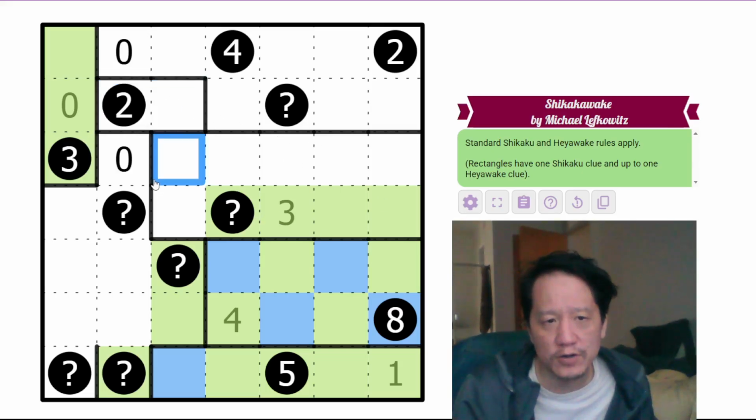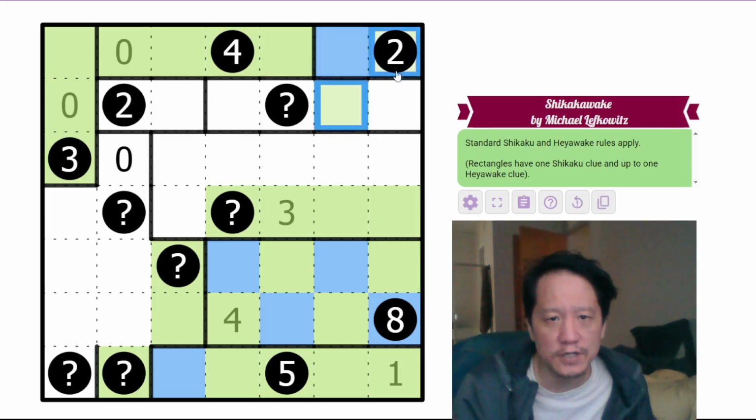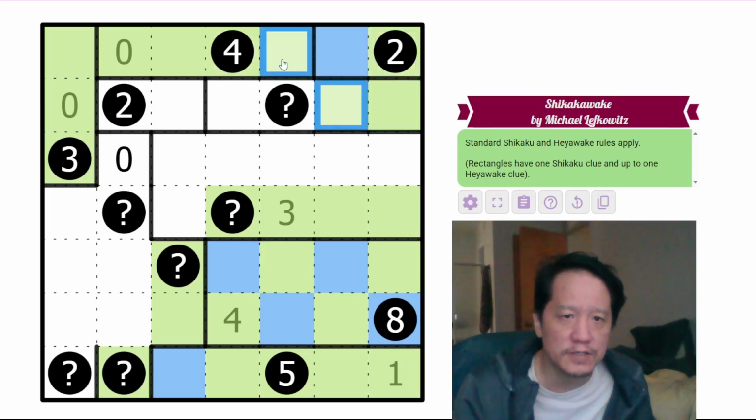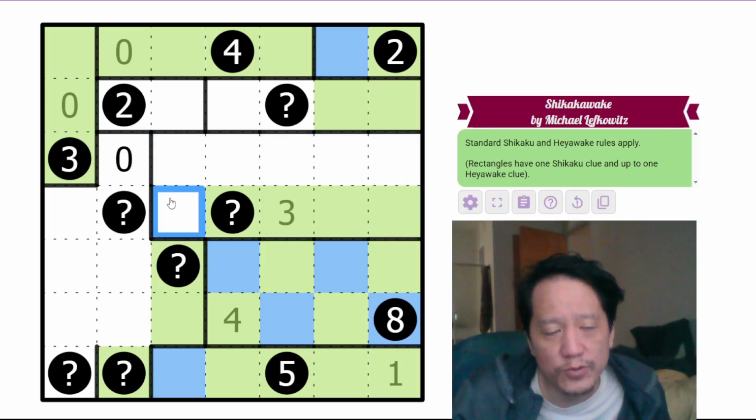We could have shading there or no shading. This is part of 4. This is all unshaded, which means this must be shaded here. This is 2. It must be part of this one. So we have this area here. This is shaded, which means these are unshaded. This must be unshaded to connect for the green cells. We have 3 somewhere here.